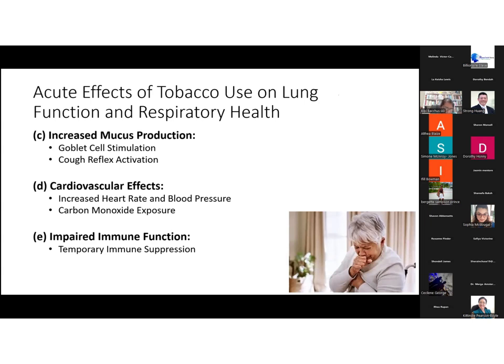Temporary immune suppression: acute exposure to tobacco smoke can suppress immune function in the respiratory tract and increase the risk for a respiratory tract infection or recurrent respiratory tract infection.